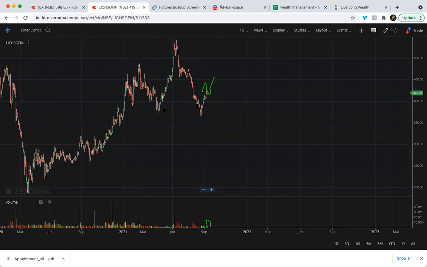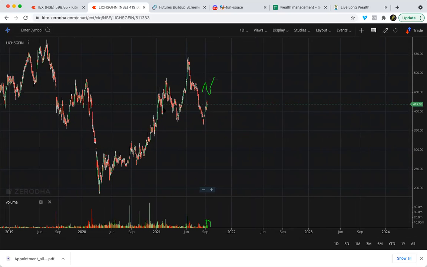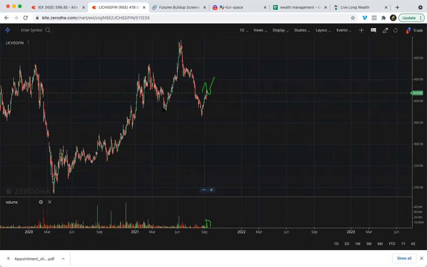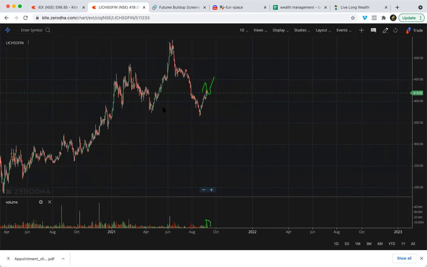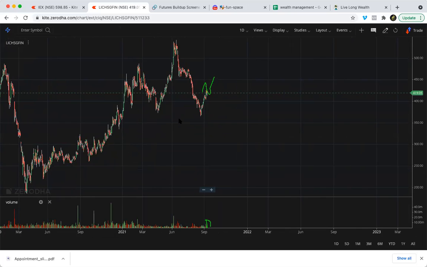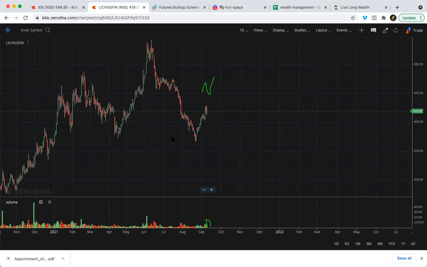Talking about LIC Housing Finance, it wouldn't be a stock that I will go long on, because it doesn't look like a good bullish one, nor a bearish one. After a good bearish side move, it is gradually picking up. So I personally wouldn't enter into a trade over here. This chart itself is looking confusing, right? Just think for yourself.